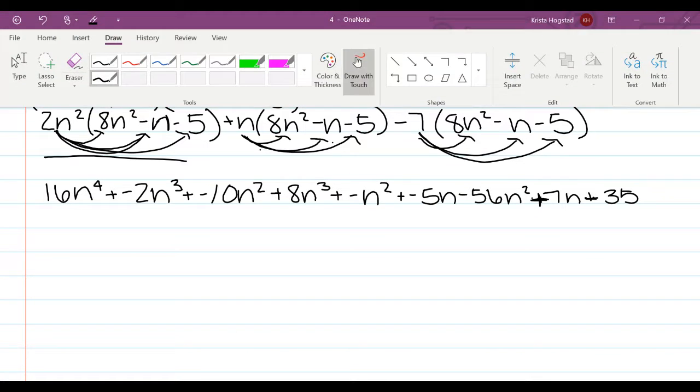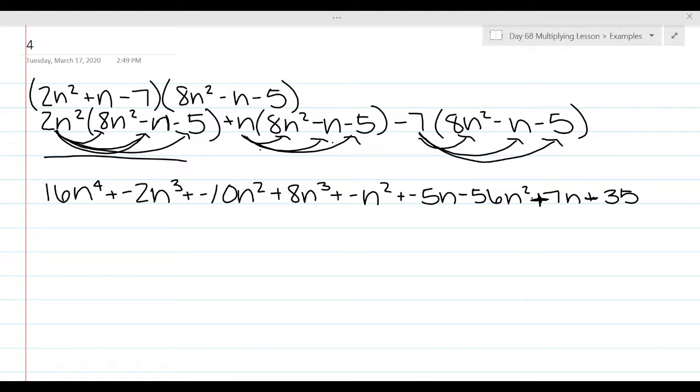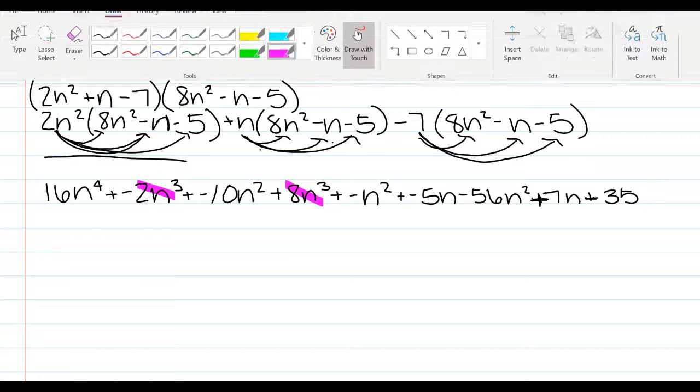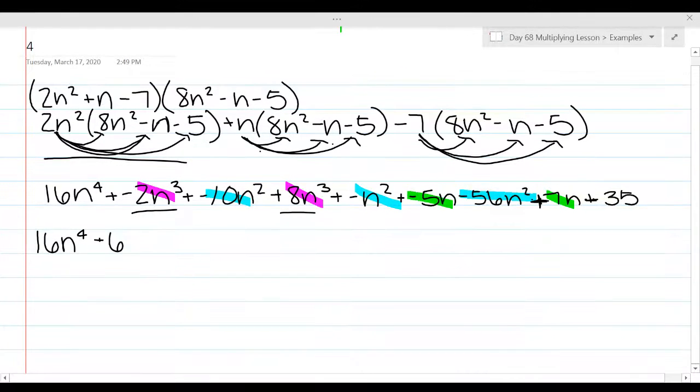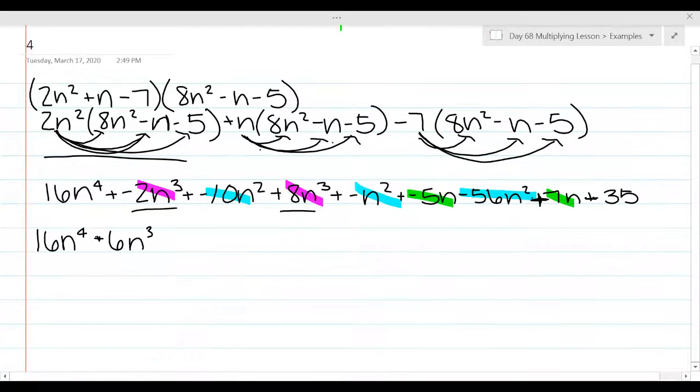Excuse me. Now let's highlight our like terms. We got 2 that have n cubed, 3 with n squared, and then again 2 with just n. And then the first and the last one, no like terms, they stay where they're at. So we have a 16 n to the fourth. So we have negative 2 n to the third plus 8. So it's going to be a positive 6 n to the third.